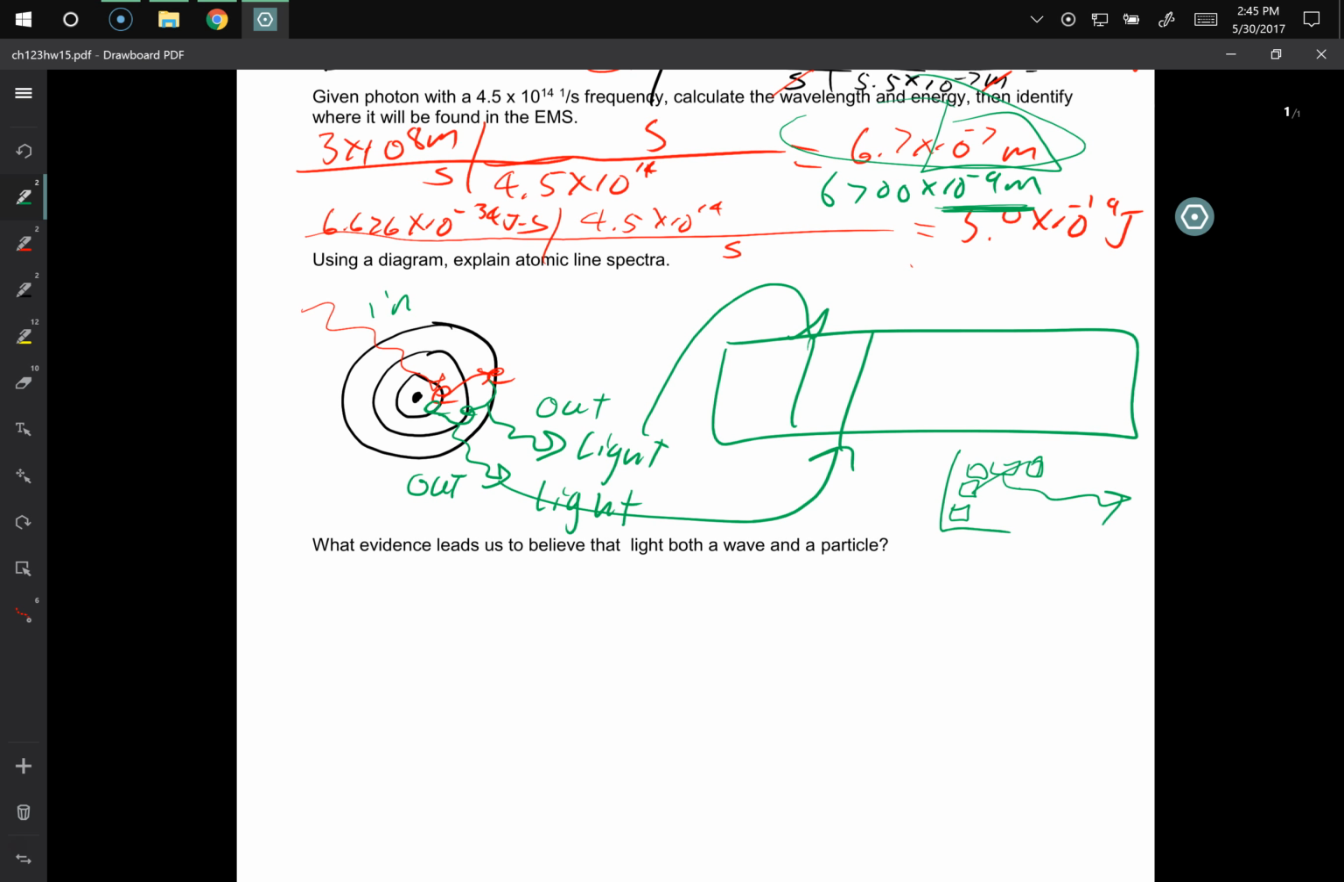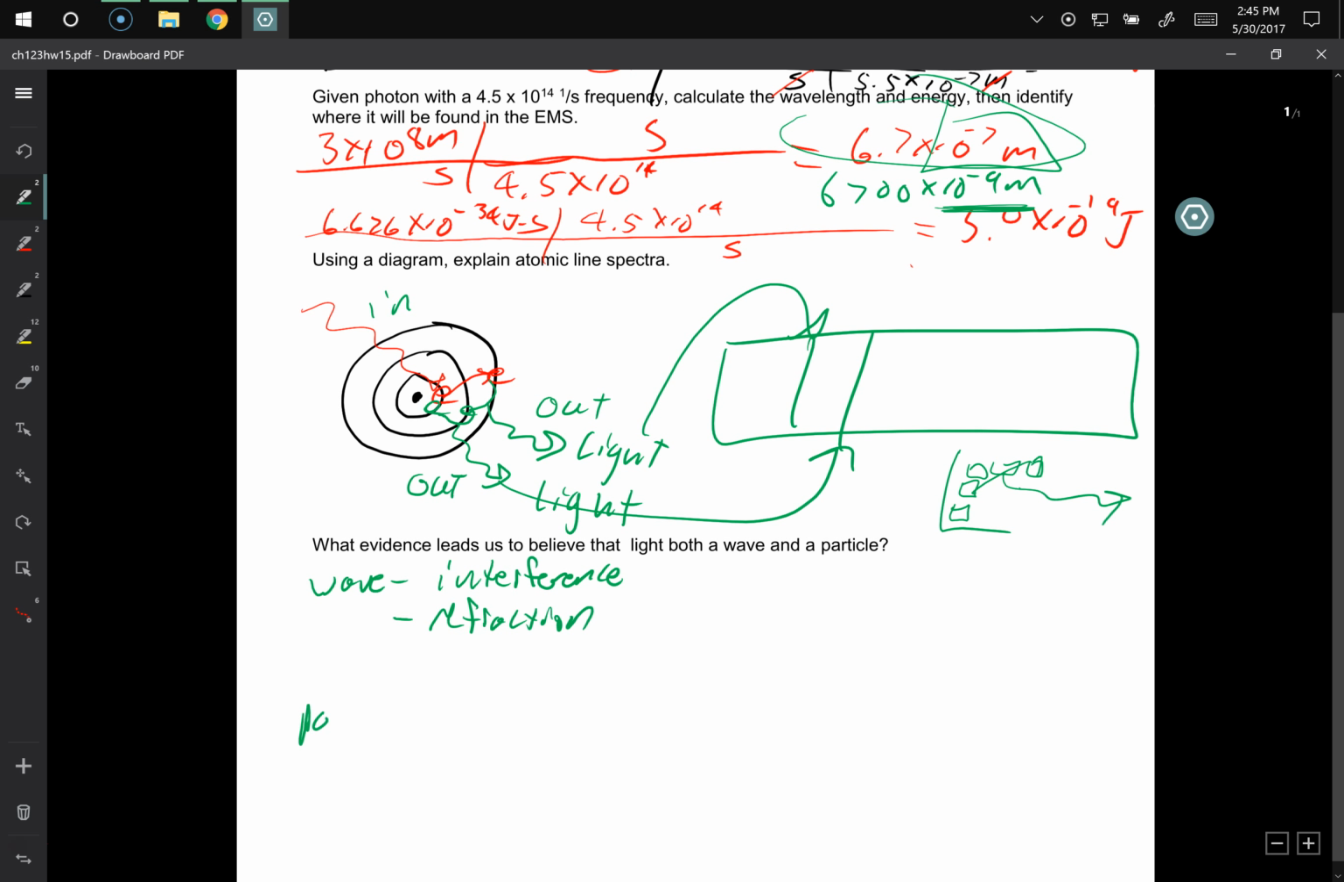Okay, so light is a wave for what reason? And it's a particle why? Packets, photons. Photons leads us to what? Photoelectric.